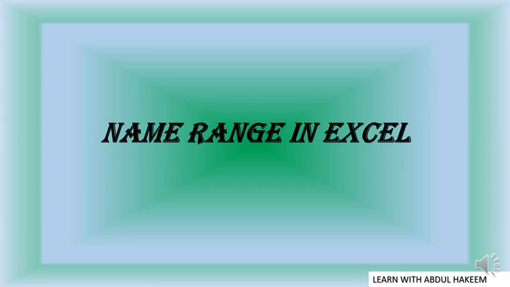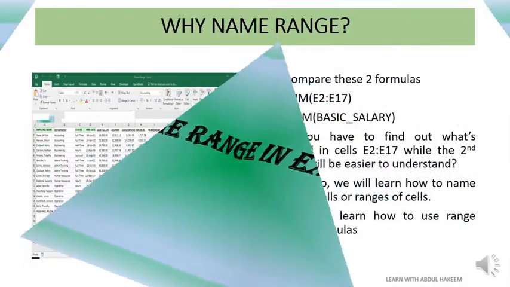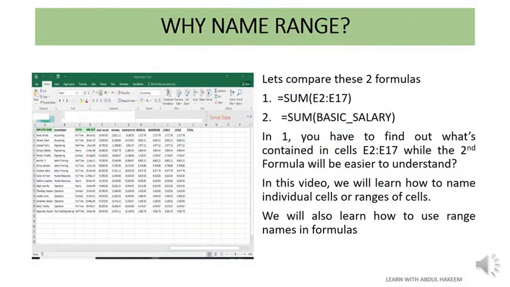Today, we'll be looking at named ranges in Excel. Let's look at these two formulas, where we have E2 to E17 and some base salary. We will see that when we define a range, it's easier to understand by everyone. So, in this video, we are going to learn how to name an individual cell, a range of cells, and the rest. And we will do a practical class on how to use named ranges in formulas.